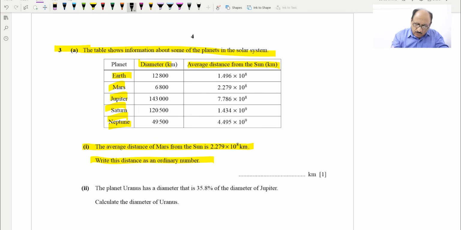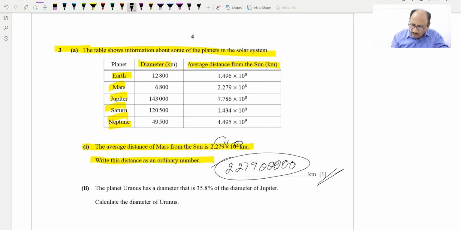So ordinary numbers will be what? 2.279. We'll have to shift this point 3 digits over here, and out of it 3 will be utilized, and 5 zeros we will be adding here. 1 2 3 4 5 zeros, and this will be the answer for 1 mark.